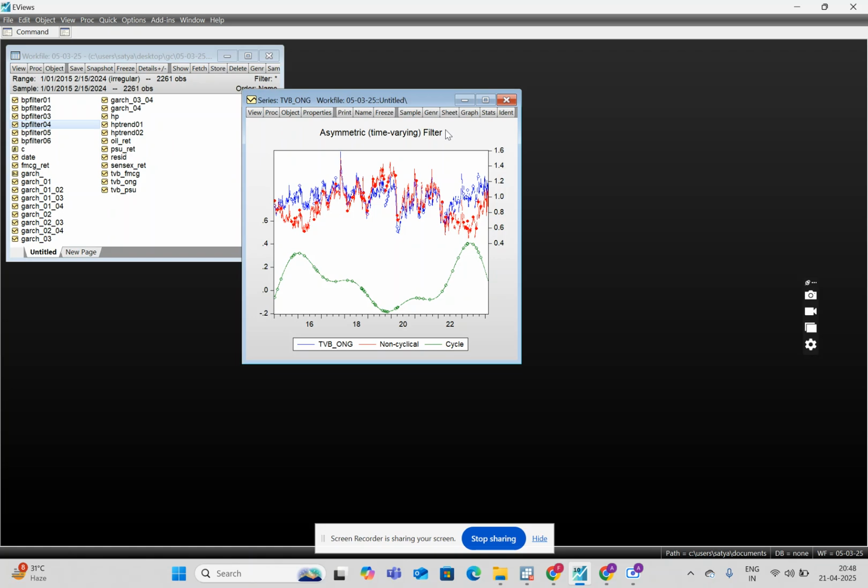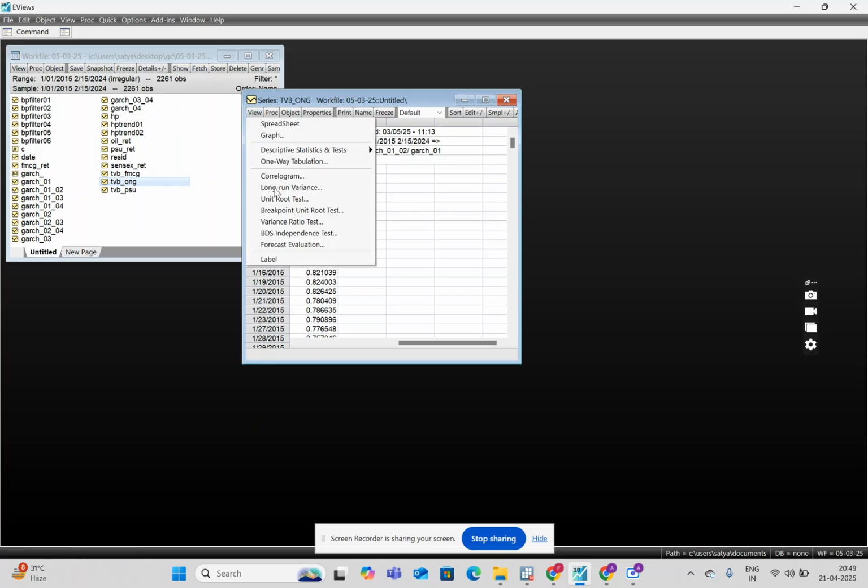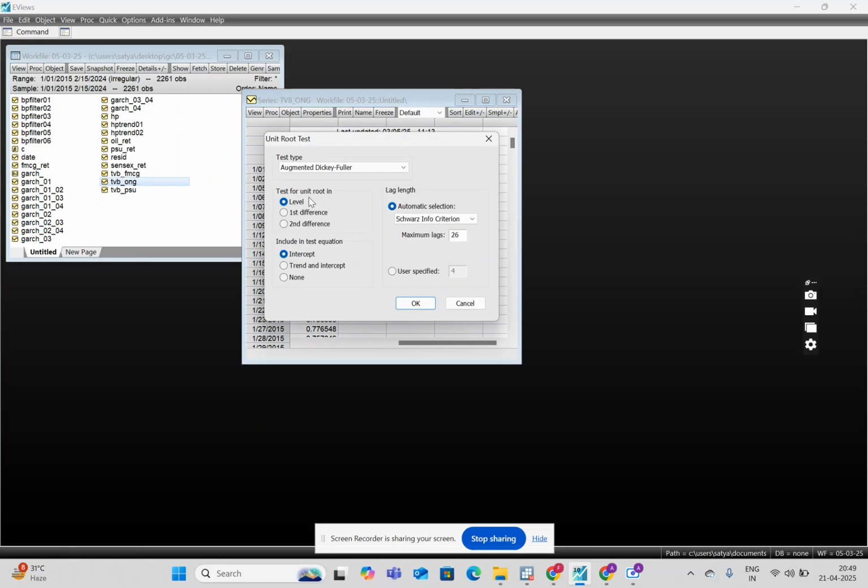But one very important thing that I would let everybody know is that before going for cycle calculations, please check the stationarity of the series. It is very important that the series is stationary for you to do these calculations of cycles. We didn't do that, but we can also do that here. We just go to the series, go to view, unit root test, and we see it in level.